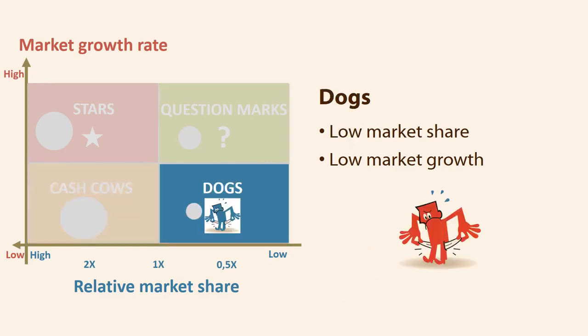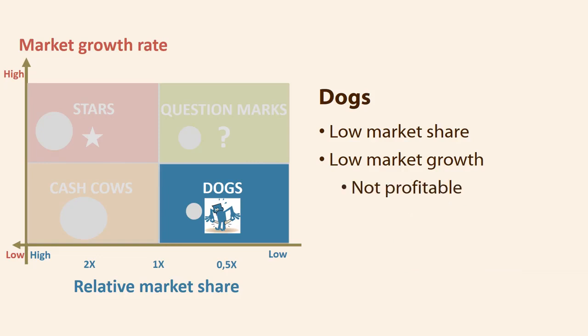A product in the dog field is in a market with low market growth and little relative market share. For example, it may be a cash cow that is no longer attractive to consumers. A dog is typically phased out of the portfolio as it is not profitable for the company. They are a drain on resources and cash. Examples are products like Walkman or DVDs. The lifetime of products in the electronics industry is, in general, very short.